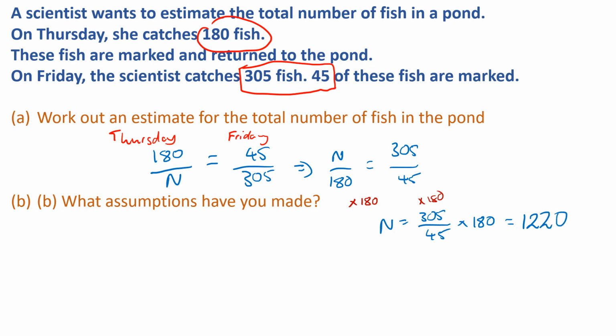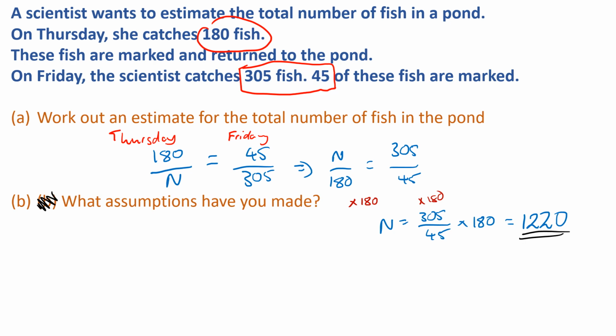Now let's just do a reality check on that number. Well, she caught 305 fish on the second day, so clearly there's more than 305 fish in there, and that's the sort of thing we're looking for. I'm quite happy that that's not an unreasonable number of fish to be in this pond, maybe more like a lake. And there we go.